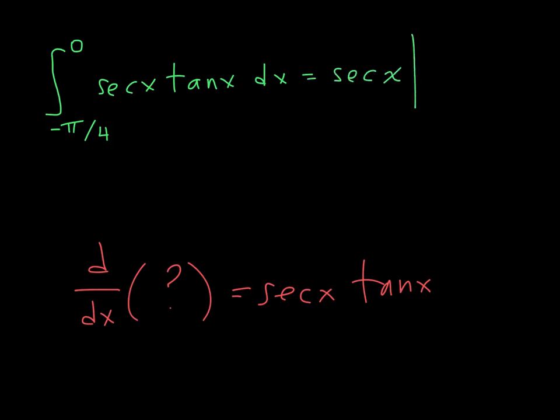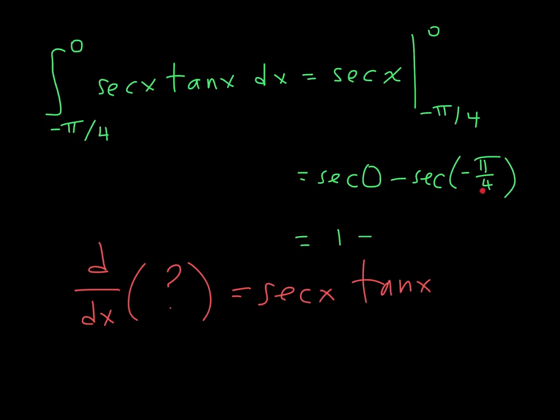So then this is secant of x. That's the antiderivative, evaluated from negative pi over 4 to 0, which means secant of 0 minus secant of negative pi over 4, which is equal to 1, right? Secant of 0 is equal to 1 minus secant of negative pi over 4. Negative pi over 4 is in quadrant 4, and secant is positive there, and it is root 2. So then this is root 2. This is an exact answer. Pretty cool. Let's do another.